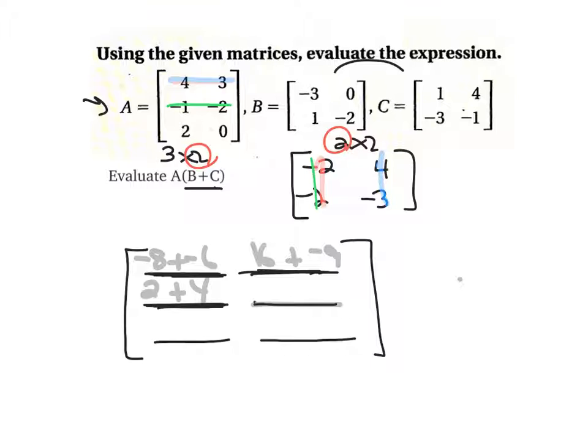This one right here now. Second row, second column. So I'm going to go second row, second column. That'd be -1 times 4 and -2 times -3.